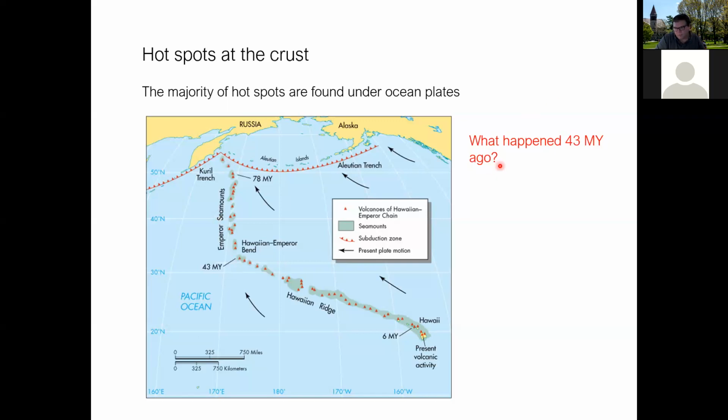So my big question here, this one I'm going to pause and wait for an answer, is what happened 43 million years ago? Does anyone have a guess as to what happened, leading to this sudden change of direction in the Hawaiian and Emperor Seamount chain?